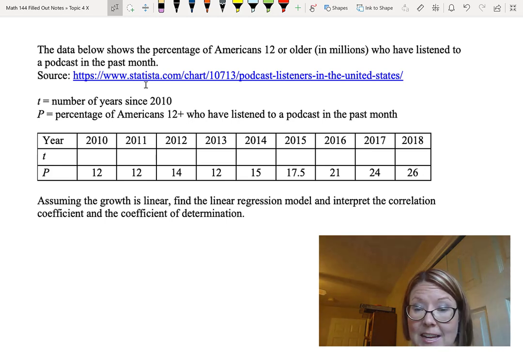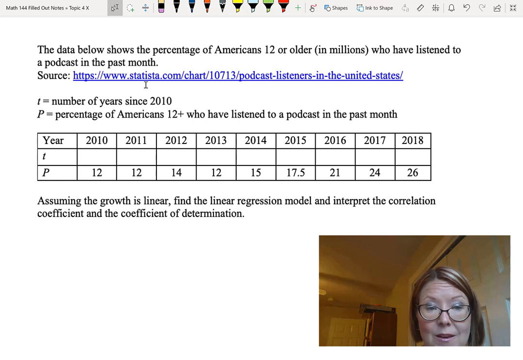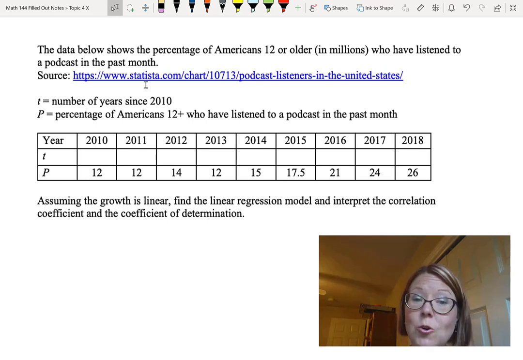The second line of the table is 4T, which is the number of years since 2010, and it's left blank for us to fill out. The third line of the table is a capital P, which is the percentage of Americans 12 or older who have listened to a podcast in the last month.